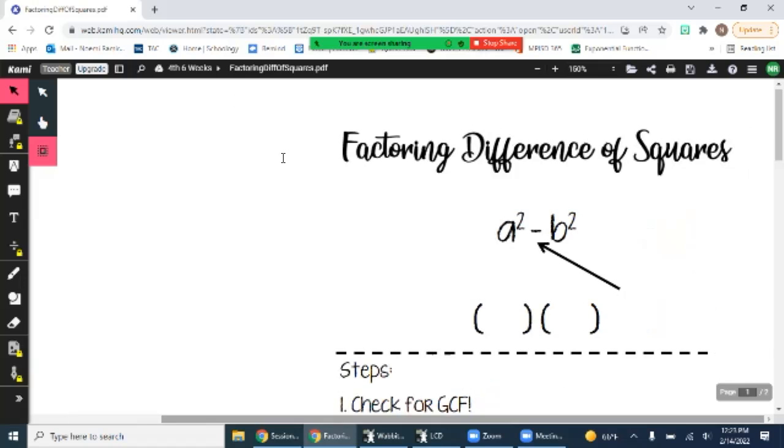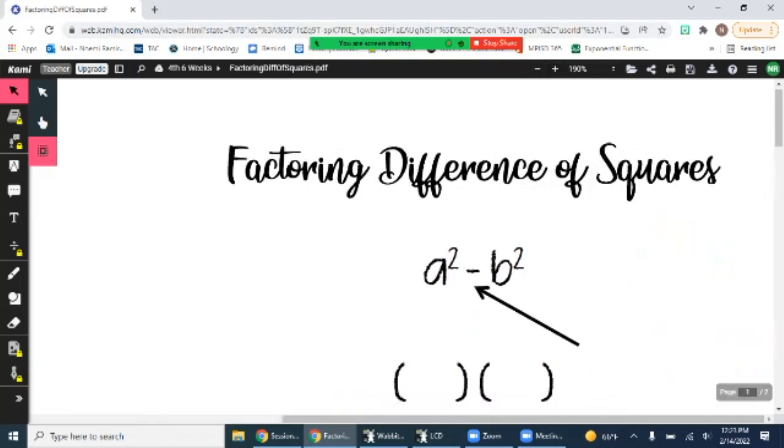Anyway, so factoring difference of squares. Factoring difference of squares. So let's go ahead and dissect this. I'm recording. Y'all took forever. I'm already started. Zip it.